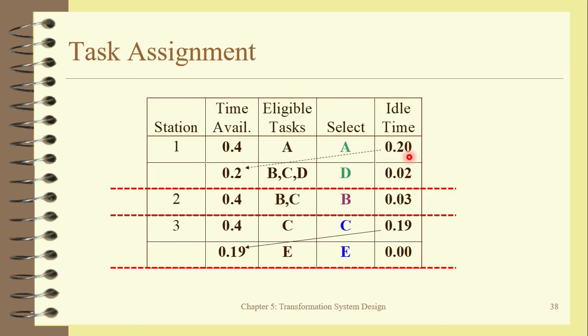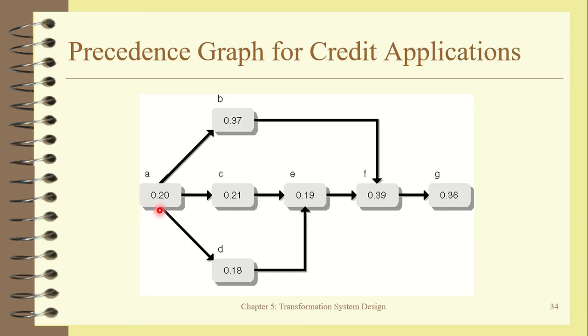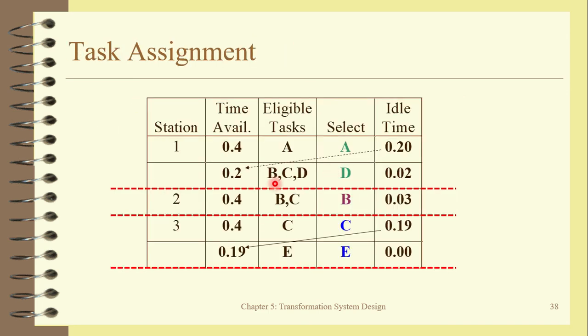0.4 minus 0.2, which is 0.2 here. And then the idle time means that this is the still remaining time of the workstation A. The remaining time of workstation A, you move it to here, available time of workstation A. And because you have already done A, in that case, the eligible tasks are B, C, and D, right? B, C, and D. So you put the eligible tasks in here, B, C, and D.